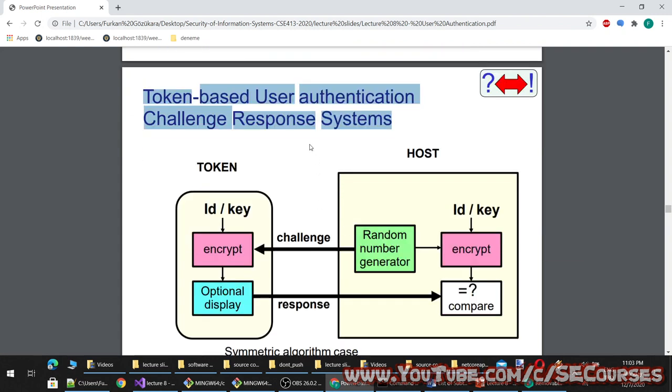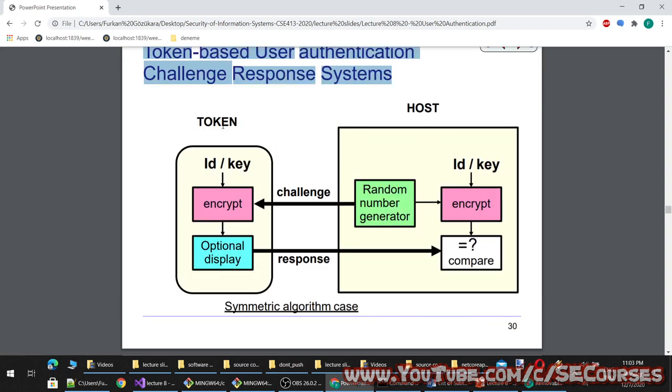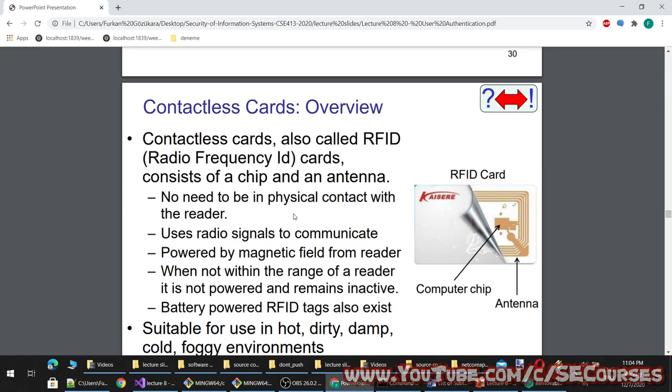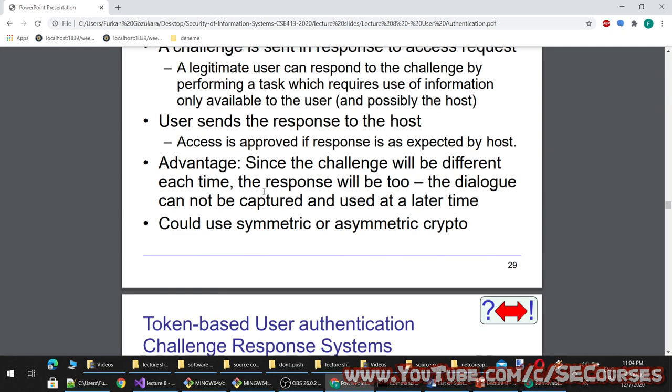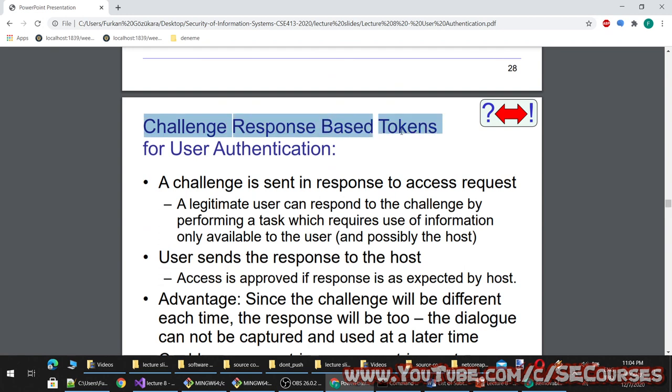Token-based user authentication challenge response systems. So for the token, it uses an ID key with optional display, and the response is sent, and the ID key is encrypted with a random number generator and the challenge. Interesting. Let's find some example.